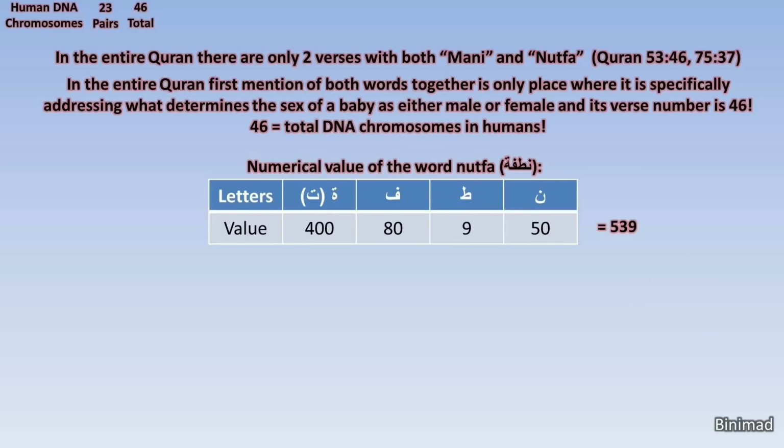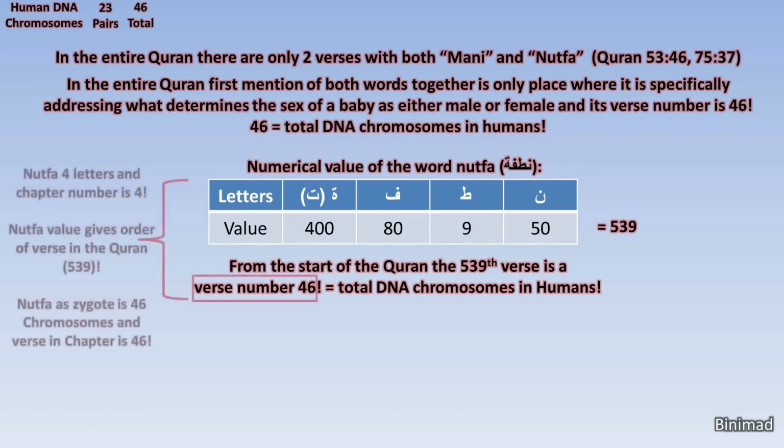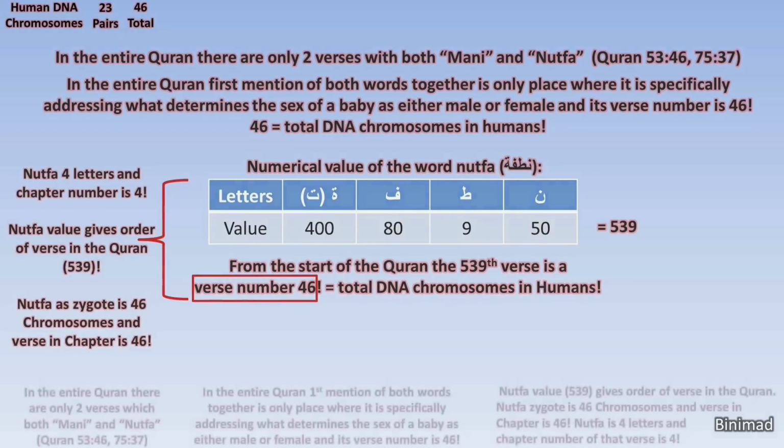From the start of the Quran, the 539th verse is verse number 46. This is amazing. The word is 4 letters, and the chapter is 4, and the verse number is 46, which again is the total number of chromosomes in the united nutfa, meaning the first cell. The word nutfa's numerical value gives the order of the verse from the start of the Quran. The mathematical harmony is miraculous.